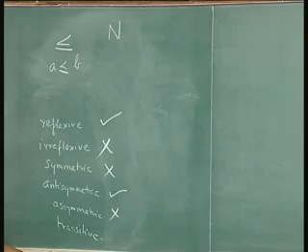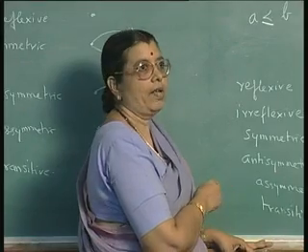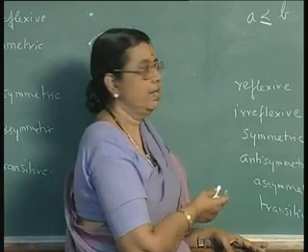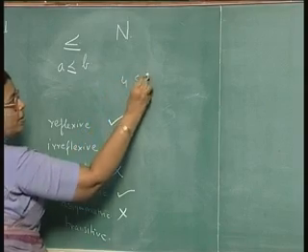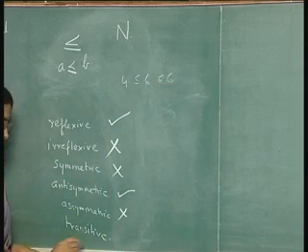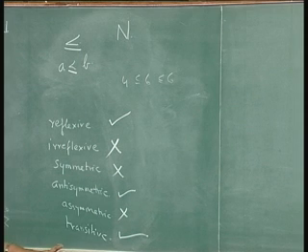Transitive: if A is less than or equal to B and B is less than or equal to C, will A be less than or equal to C? Yes, isn't it? 4 less than or equal to 6 and 6 less than or equal to 6, 4 will be less than or equal to 6. The transitive property will hold. So, it will be reflexive, antisymmetric and transitive.